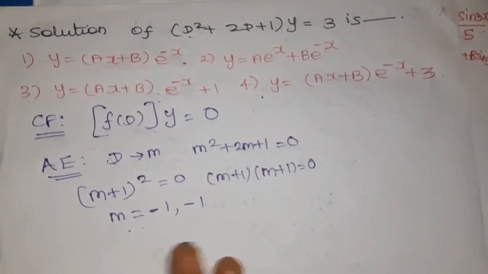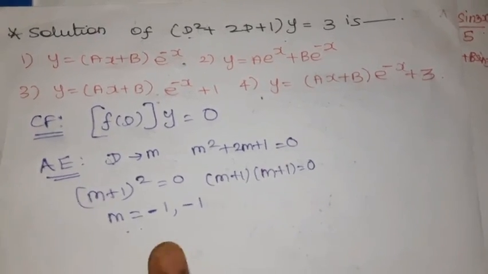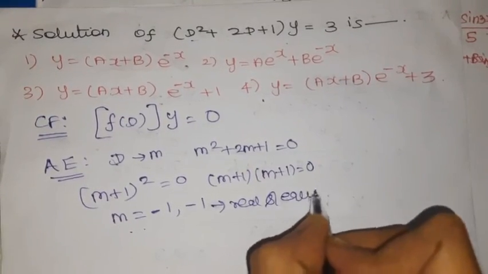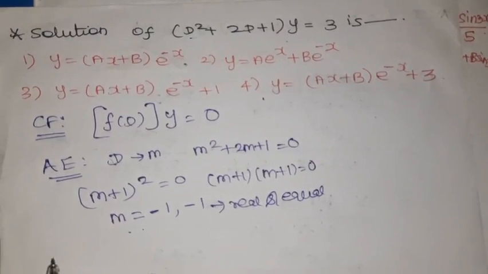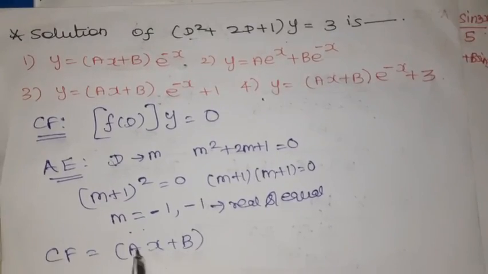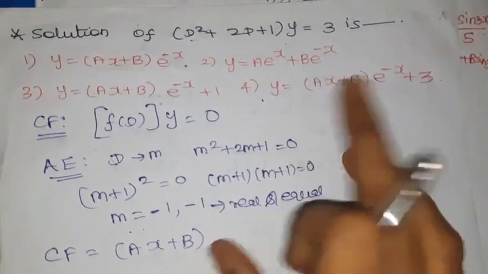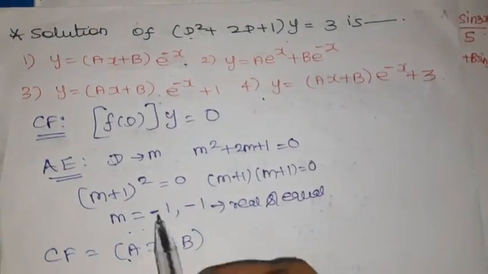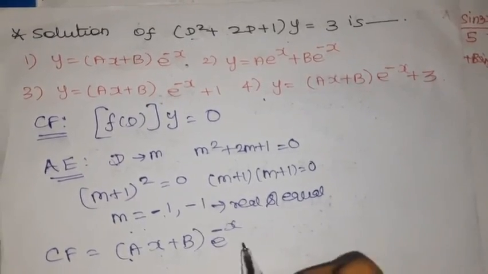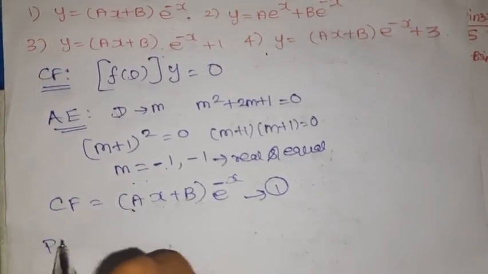See the roots and then form the complementary function according to the roots. Here the roots are real and equal. For real and equal roots, what is the complementary function? It is nothing but ax plus b, or c1 and c2, whatever is given in the option. Here the constants are given as a and b. So ax plus b into e power minus x. This is the complementary function, say equation 1. Then what is the next step? We need to find the particular integral.